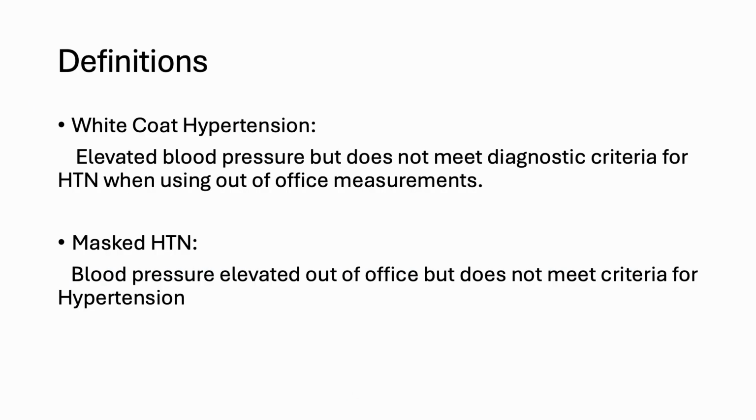Some other definitions. White coat hypertension. This is hypertension that is seen in clinical settings but not seen out of the hospital settings. For example, if a patient has elevated blood pressure but does not meet diagnostic criteria using out of office measurements. And then there's masked hypertension, which is the opposite of this. So blood pressure is elevated out of the office, but still does not meet criteria of hypertension when office-based measurements are used.